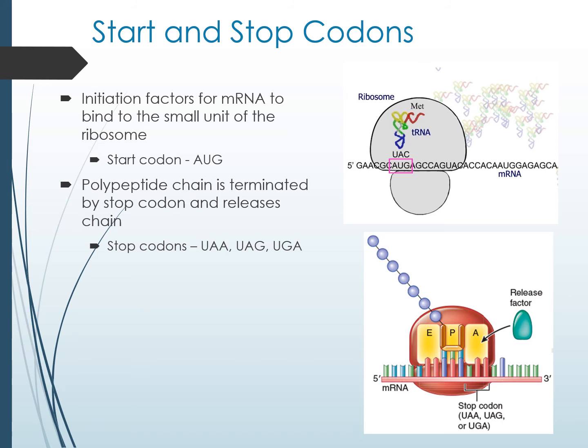Eukaryotic organisms use the 3-letter sequence of AUG as a start codon. This codon also codes for the amino acid methionine. There are several stop codons that may be used. Once a stop codon is read, a release factor signals the ribosome to end translation and release the polypeptide chain.